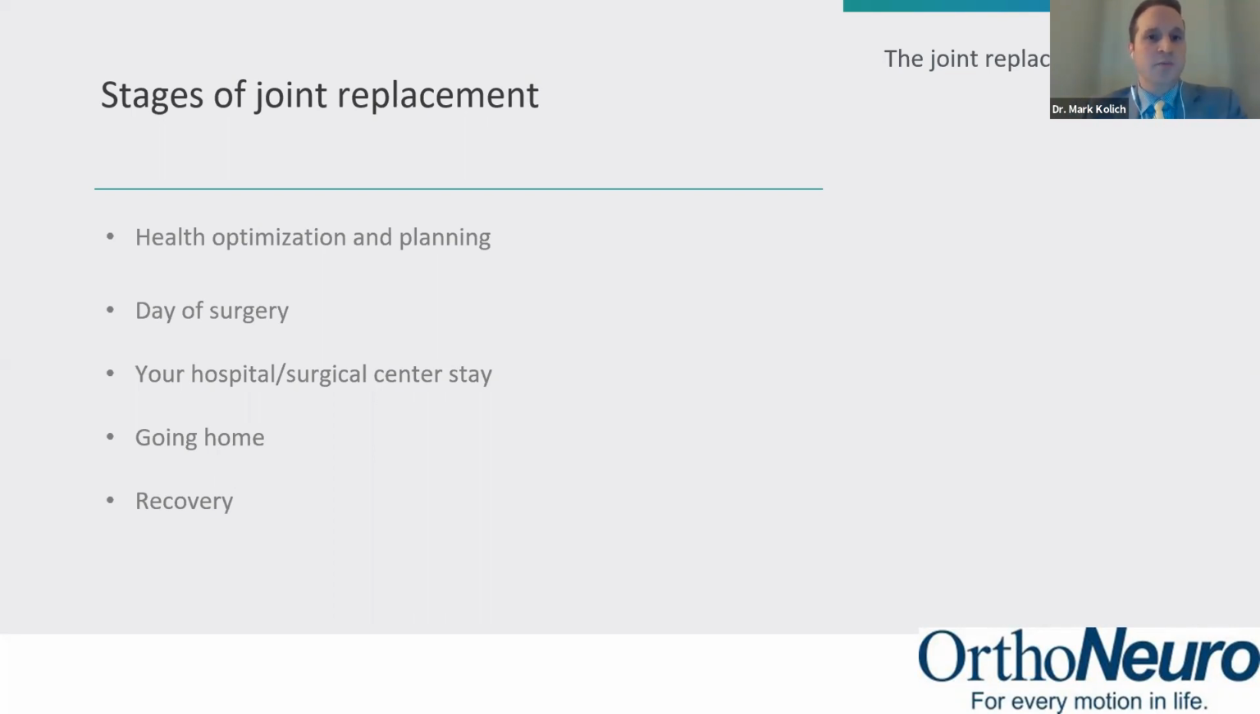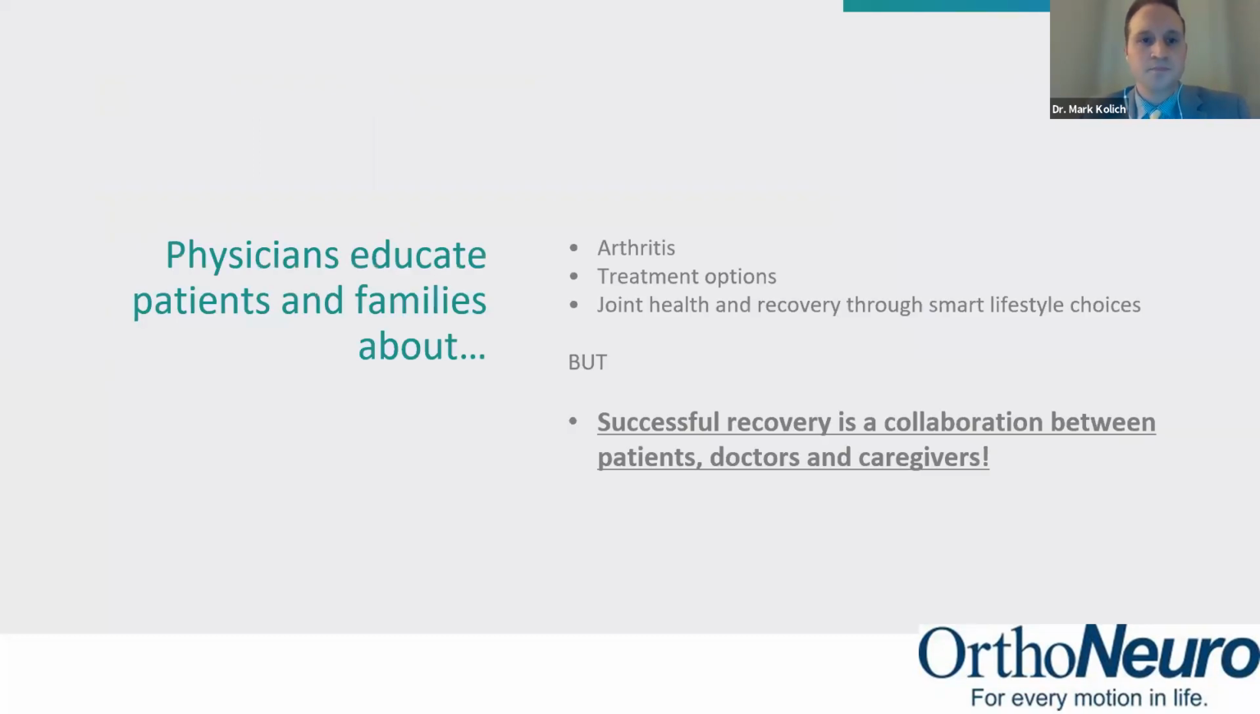I'll take you through some of the stages of joint replacement. The first one is health optimization planning. This is an elective procedure, and we'll go through some of the health optimization key points that I want to focus on. We'll go through the day of surgery, what that'll look like, your hospital and surgical center stay, as well as what it looks like when you go home, what to expect there, and then your overall recovery.